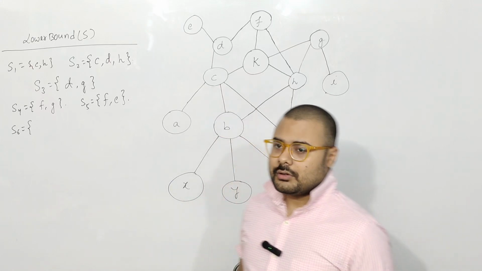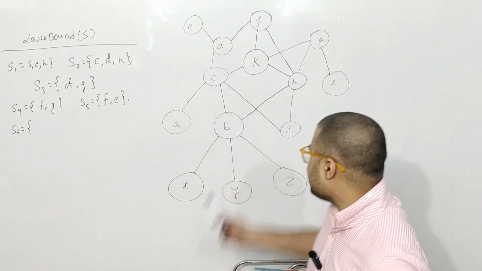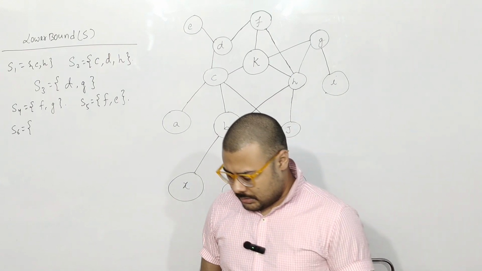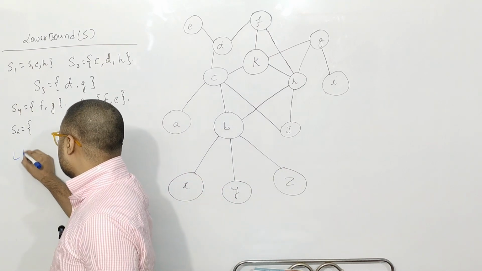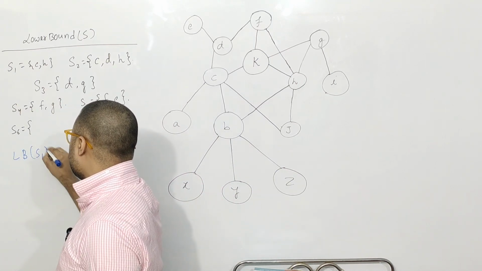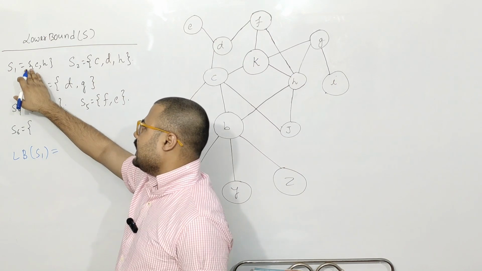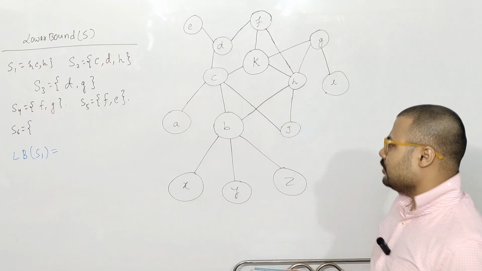Now in this video we will look at lower bound and greatest lower bound. Okay, I have made some changes in the Hasse diagram from the previous video. So what is the lower bound of S1? What are the elements in S1? C and H.